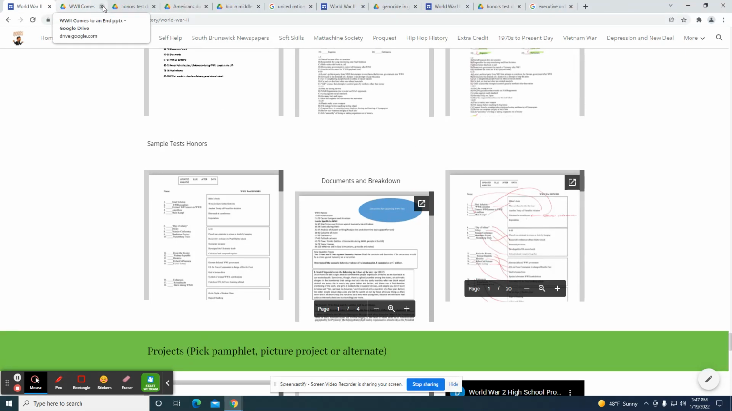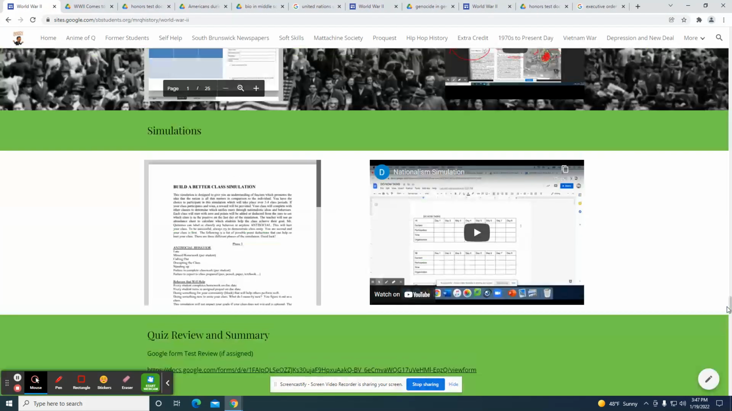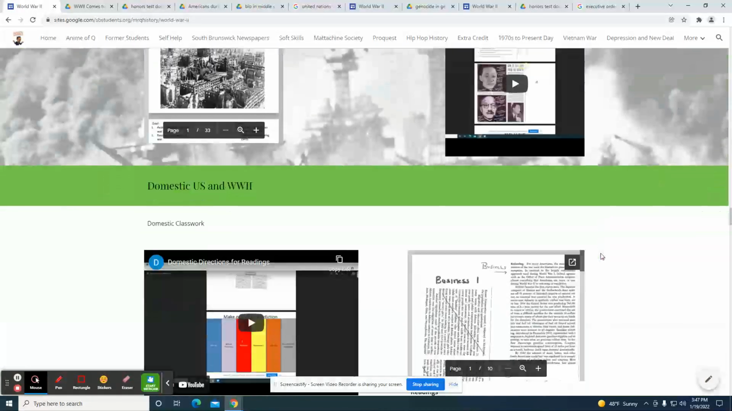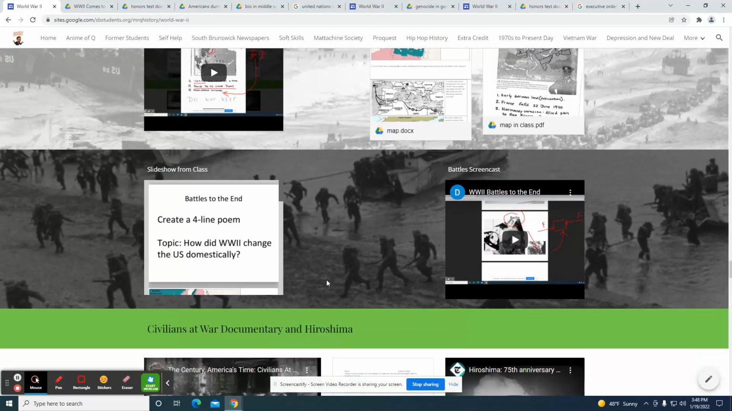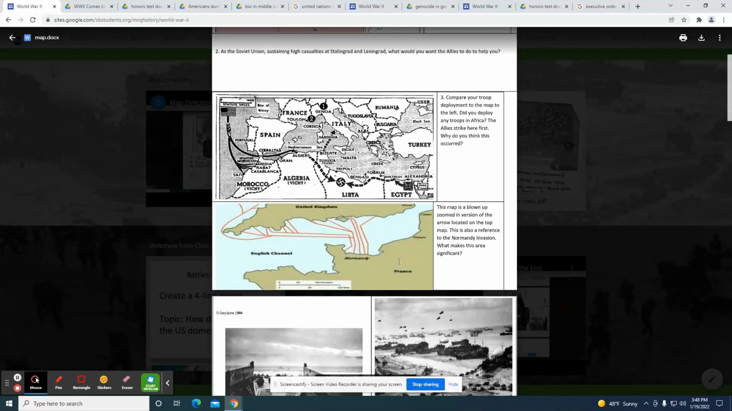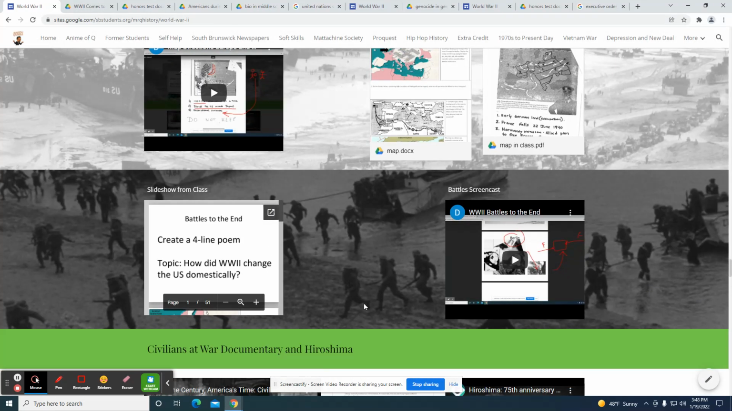So let's see. We have the battles PowerPoint. I know I had that opened up before. Let's go up to battles. Where's the battle one? European, Pearl Harbor. All right, that's the battle. So in class, we looked at this particular image here. You want to take note of the battles in Europe as well as the ones in the Pacific. Take a look at the list here. We have Torch, Stalingrad, D-Day, Battle of the Bulge, Battle of Berlin.